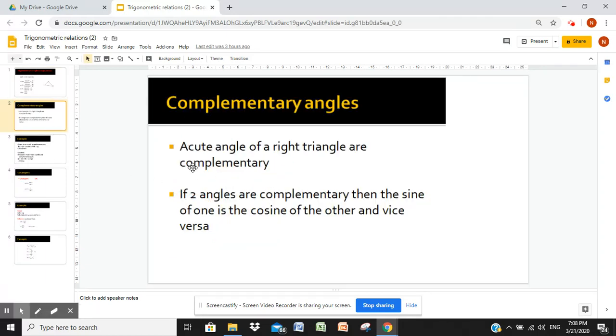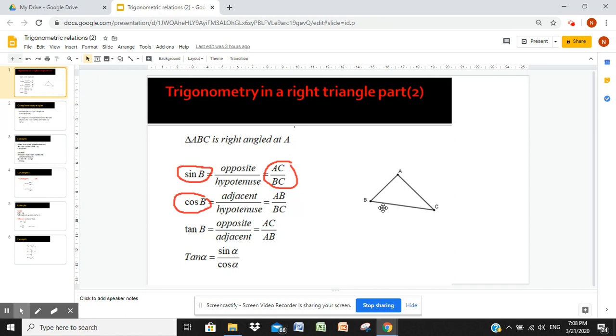We know that the acute angles of a right triangle are complementary. So the next property is: if two angles are complementary, then the sine of one is the cosine of the other and vice versa. As we saw here, B and C are complementary. So we found out that the sine of C equals the cosine of B and vice versa.